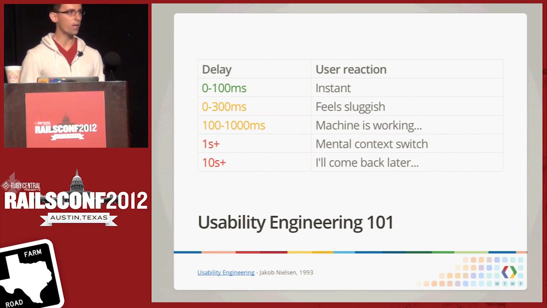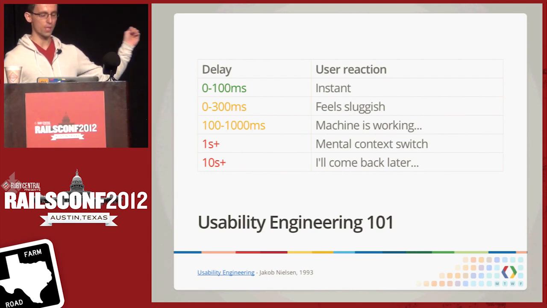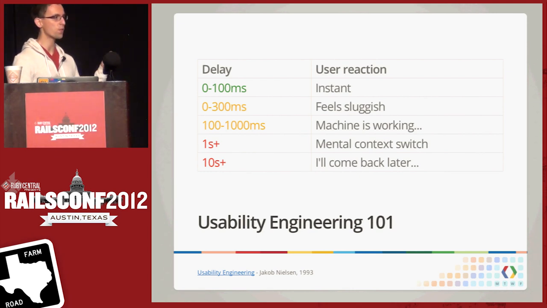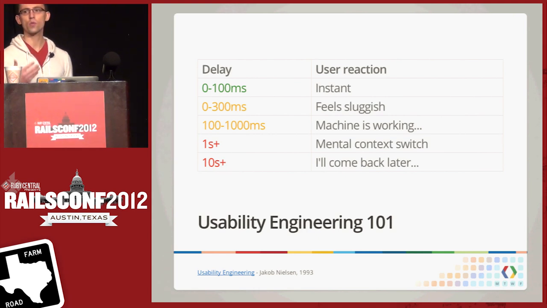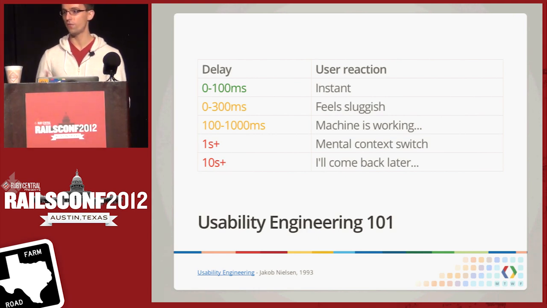But the truth of the matter is, these numbers were published by Jakob Nielsen in 1993. He did a bunch of studies around what some constants are in terms of usability on a computer. And he found these high-level buckets, which is, if you respond to the user within 100 milliseconds, it feels instant.